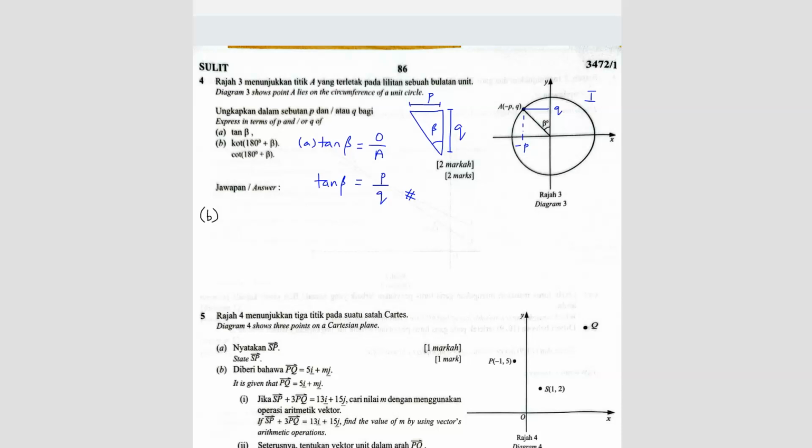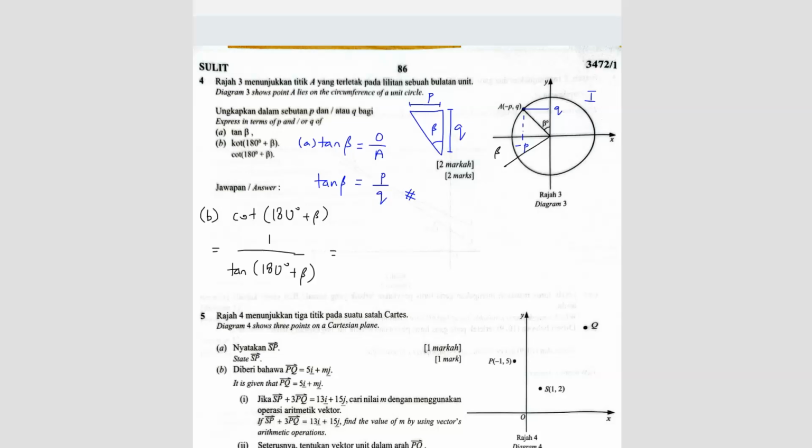Question B. Cot of 180 plus beta. So cot is the same as 1 over tangent. So 1 over tangent of 180 plus beta. So where is 180 plus beta? It is in the third quadrant, right? Because 180 is a straight line from 0 all the way to 180, and then you've got an additional beta here, which falls in the third quadrant.